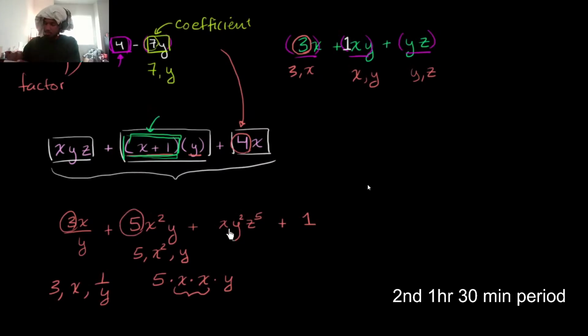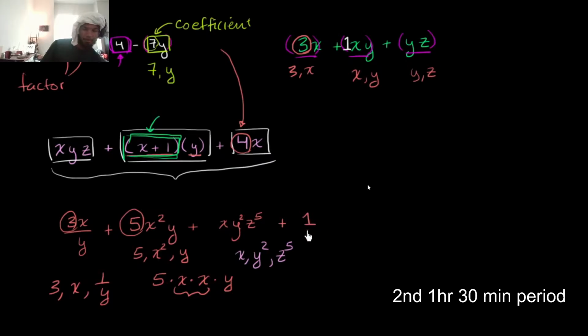And once again, what's the coefficient? It's the 5. So with that in mind, how many factors here? Well, you have 3 factors: an x, a y squared, and a z to the 5th. And then finally, this last term is a constant term. How many factors does it have? Well, it's just 1. It's just got 1 sitting there. It's not being multiplied by anything.